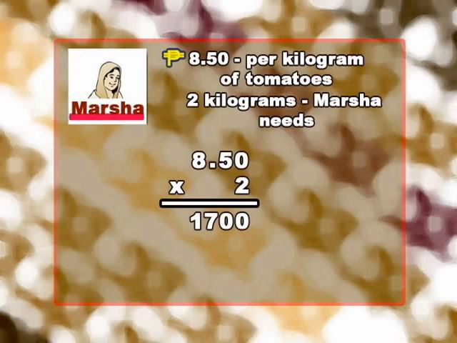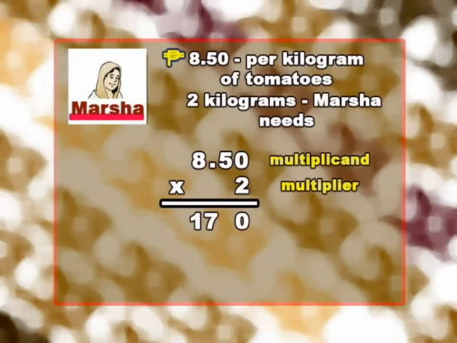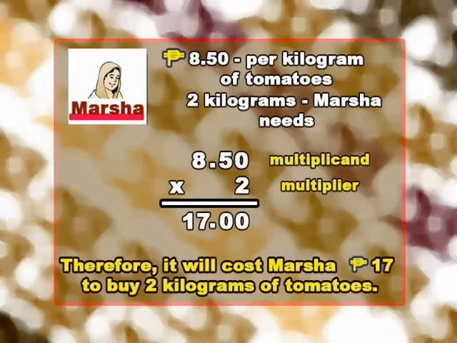Let's count the number of decimal places in the factors. For the multiplicand, we have 2 decimal places and 0 decimal place for the multiplier. The total number of decimal places is 2. So, we simply move the decimal point 2 places to the left of the product. So, we place the decimal point between 7 and 0. Therefore, it will cost Marcia 17 pesos to buy 2 kilos of tomatoes. Easy? Now, let's continue with the story.